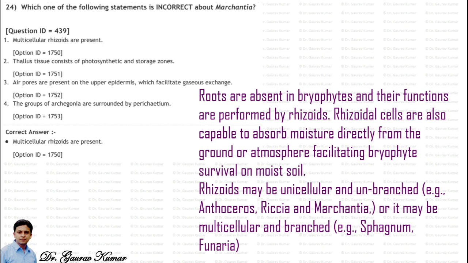So the option says multicellular rhizoids are present in Marchantia. Wrong, because rhizoids may be unicellular and unbranched. Examples are Anthoceros, Riccia and Marchantia. So the answer should be that multicellular rhizoids are not present in Marchantia. Or it may be multicellular and branched, for example Sphagnum and Funaria. So you can understand why option 1, which says that multicellular rhizoids are present, is incorrect with respect to Marchantia. Next question.